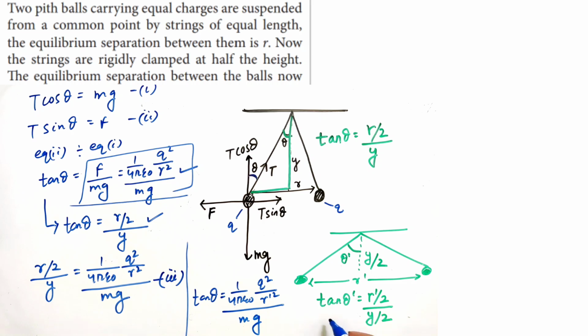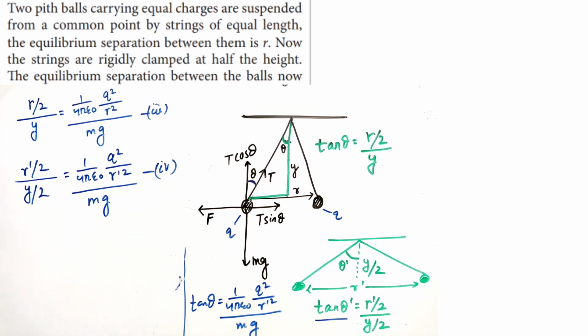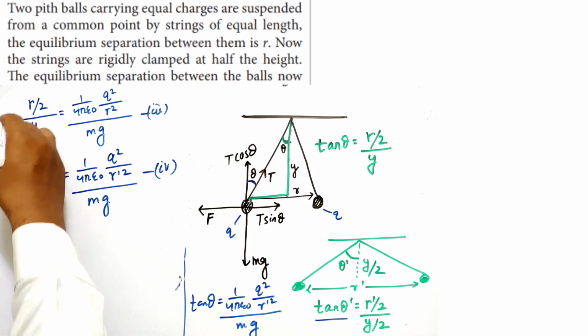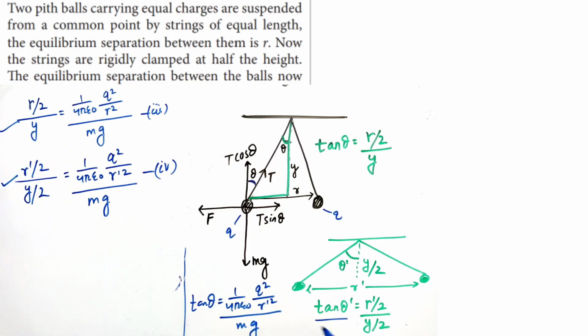Okay, now you can see I have already written the value of tan theta at this equation. So you can now compare these two equations. Again you can create another equation, equation 4. So here I have written equation number 3 and equation number 4. In equation number 4 I have compared this tan theta with this tan theta and created equation number 4. Now you have to simply divide equation number 4 by equation number 3.